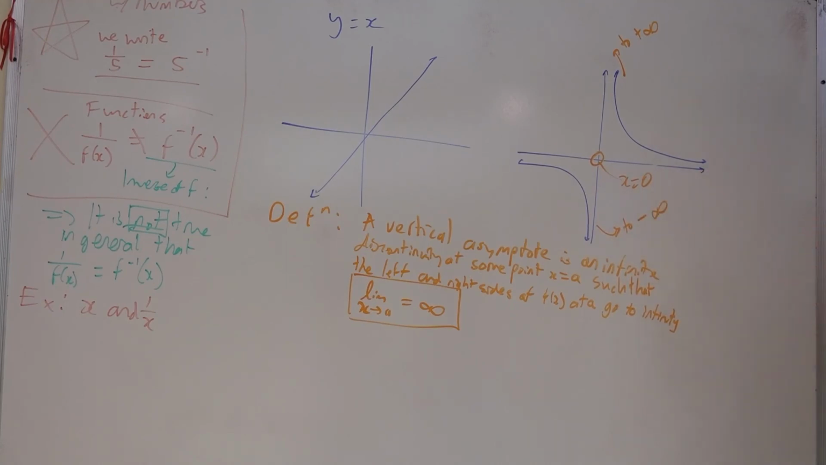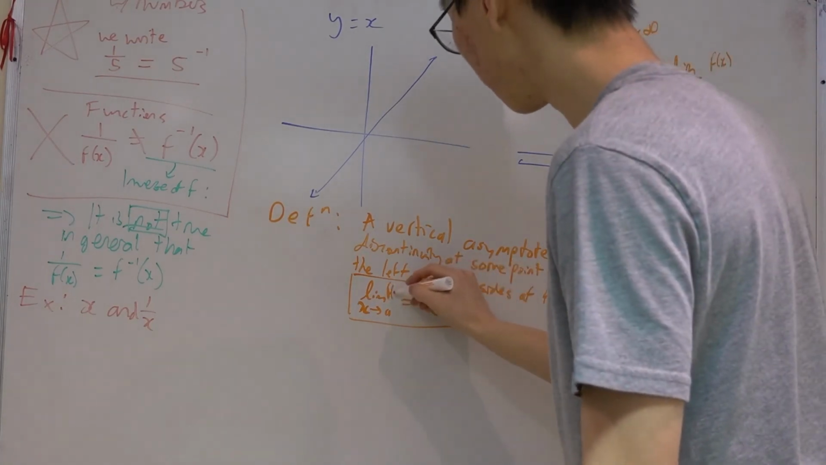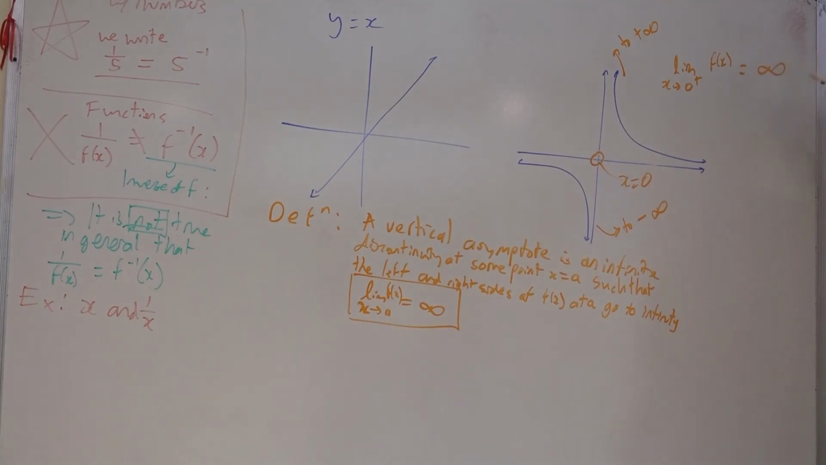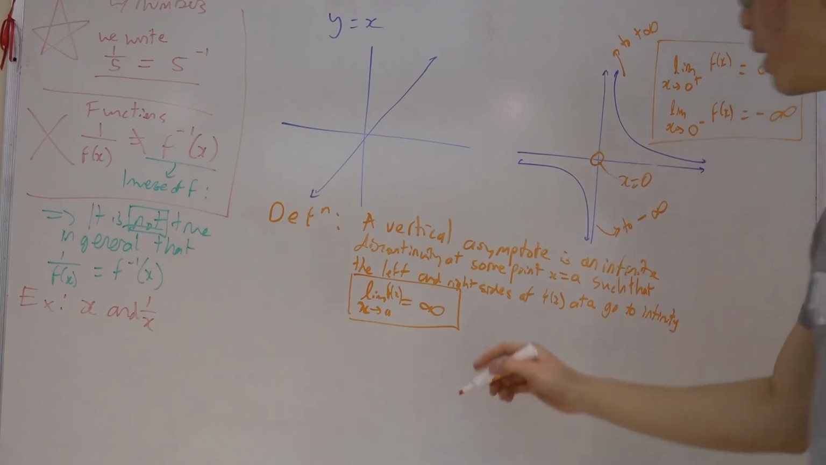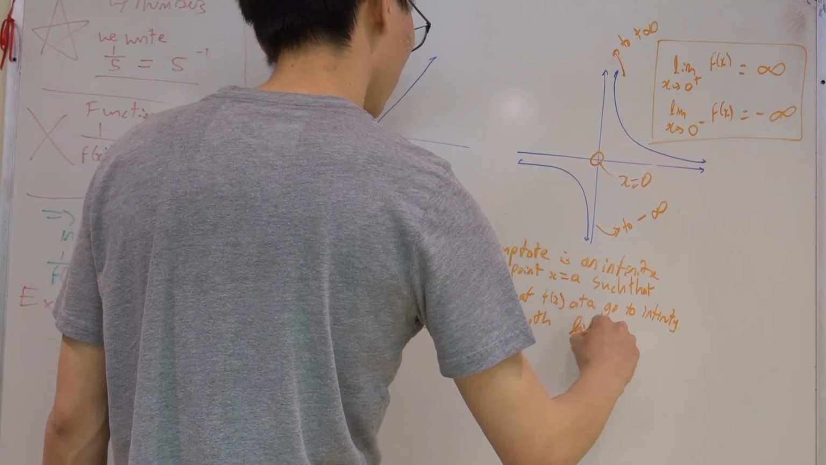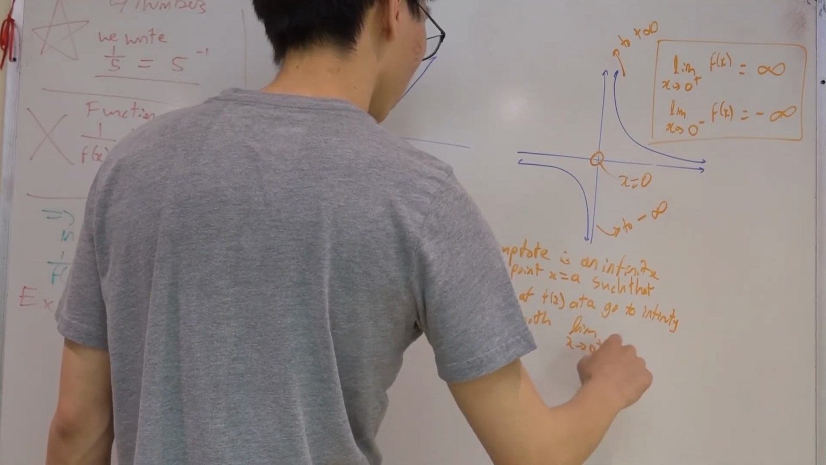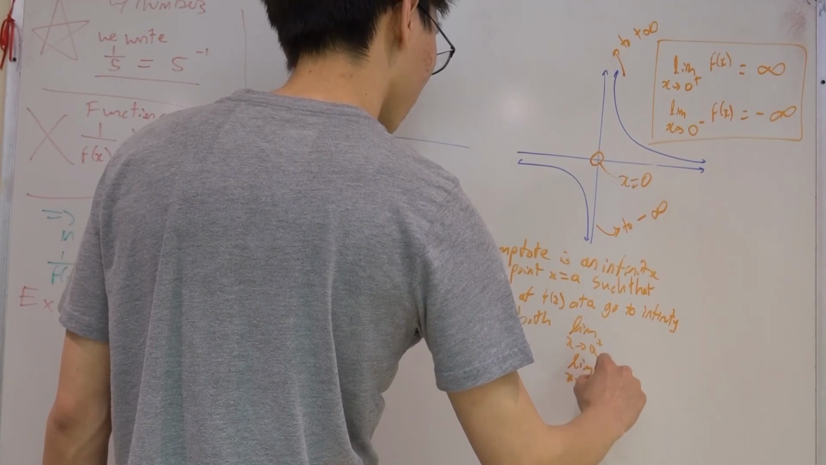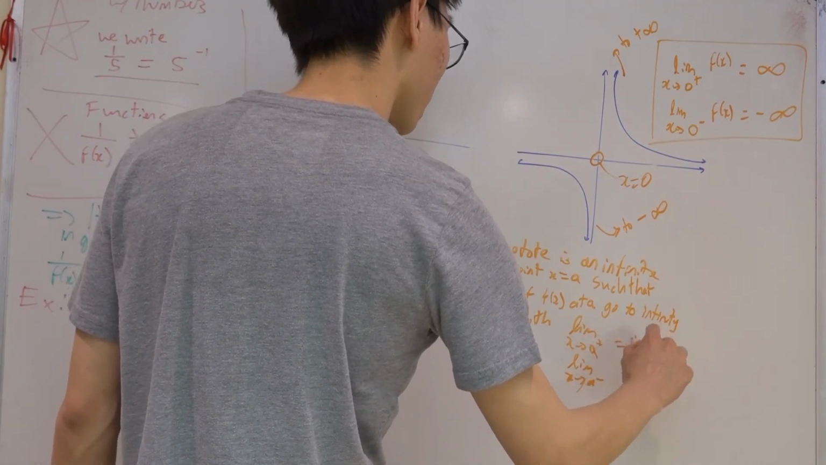All right. So the way we notate this is that the limit, as x approaches 0 from the positive side, that's what the plus means, of f. Sorry, I should put an f here. is equal to infinity, and the limit as x approaches 0 from the negative side of f of x is equal to negative infinity. Okay? And what we mean by this is that both the limits as x approaches a from the positive side, and as x approaches a from the negative side are plus or minus infinity.